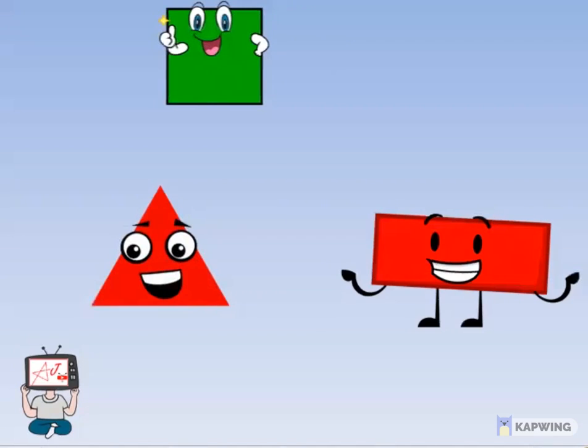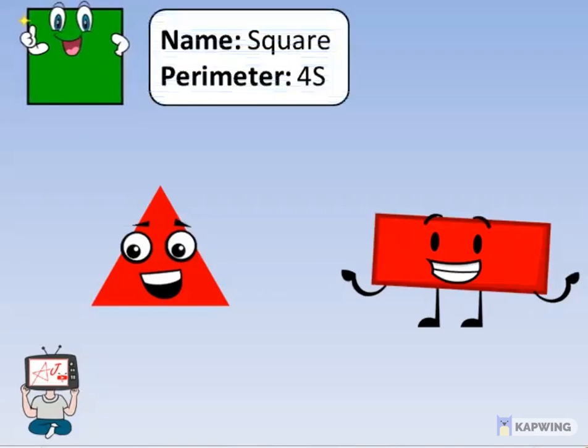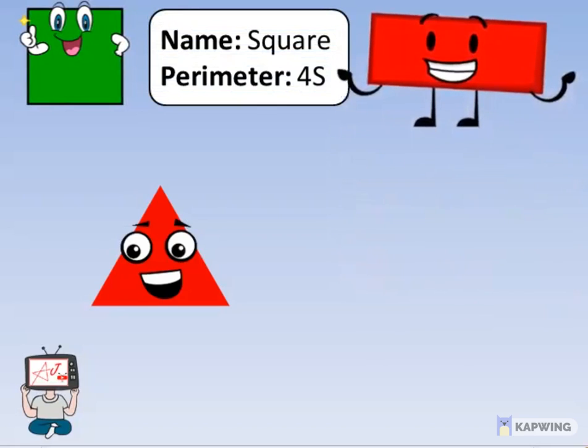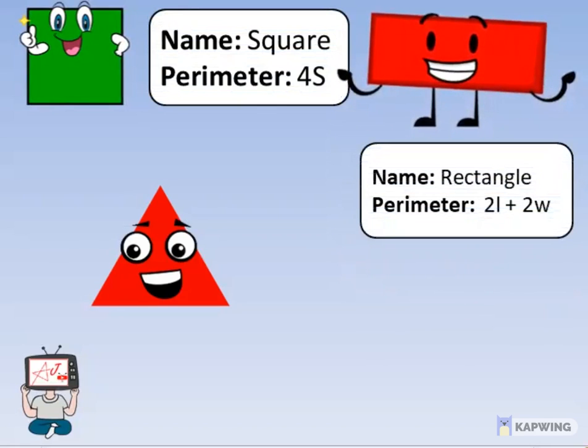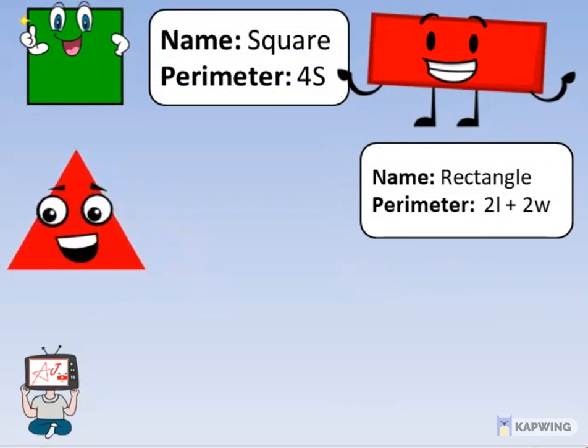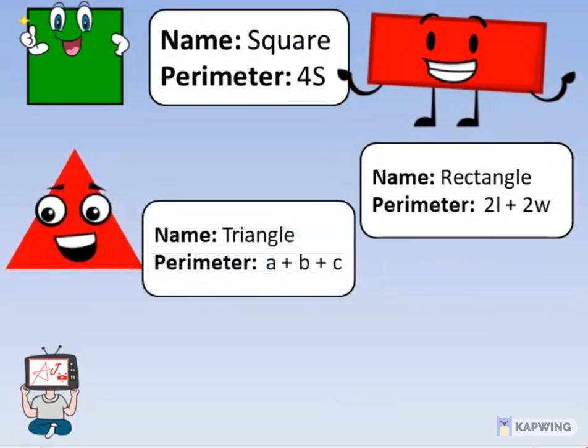Let's begin with the square. In order to solve for the perimeter of a square, we're going to use the formula 4S. For rectangle, we're going to use the formula 2L plus 2 width, since ang opposite side of a rectangle ay equal. So that's why it's 2L plus 2 width. And then for triangle, we're going to use the formula A plus B plus C.